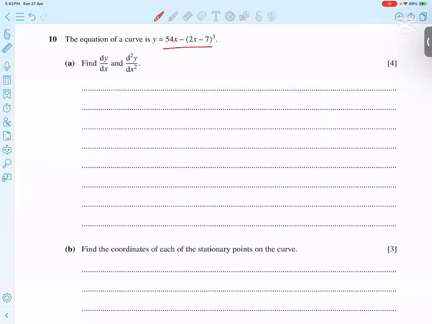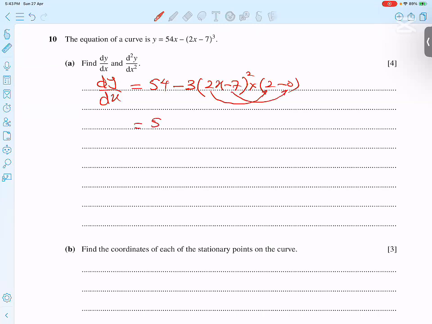The equation of the curve is given as this, and we have to find the first derivative and second derivative. How to find the first derivative? dy over dx. So 54x will become 54 only. What about this? Power 3 will come down, power becomes 1 less, base copy, multiply by the base derivative. So 2 minus 0. It has a 2, it has a 0. And finally, if we write the final form, 54 minus 3 times 2 is 6. And this is our final answer.